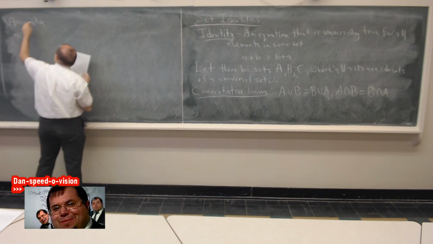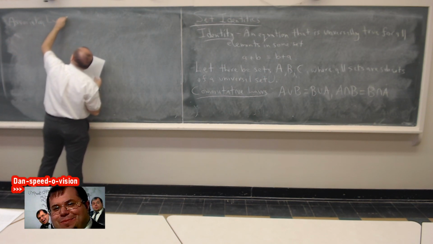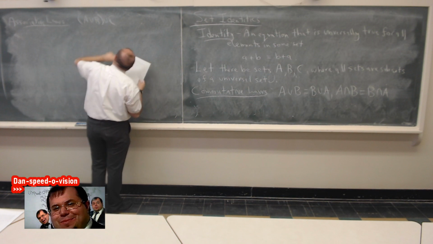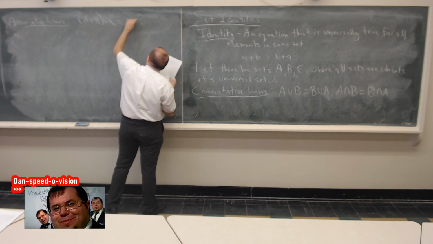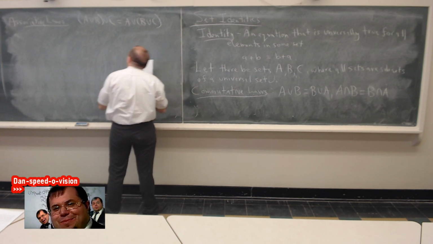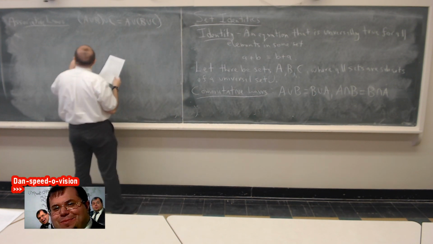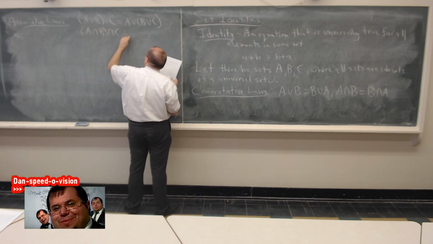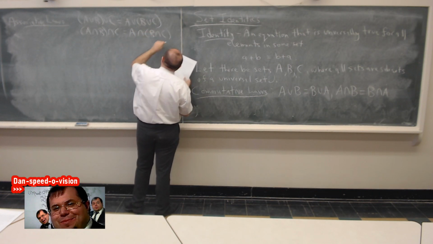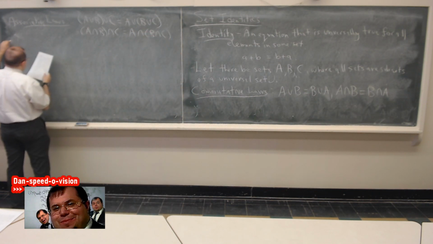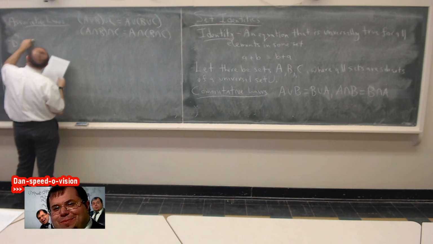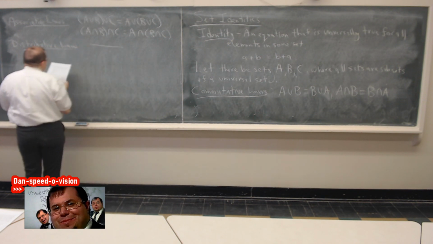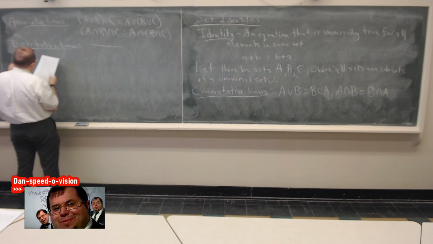Associative laws. So if I give you A union B union C, this is equal to A union, parentheses, B union C. So I can just change the order by their parentheses. Likewise, I can do the same thing with intersection. A intersect B intersect C is the same as A intersect, parentheses, B intersect C. Now, I already told you the distributive law. For the sake of time, I'll let you just copy that here. So, distributive laws.